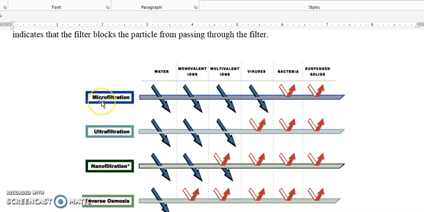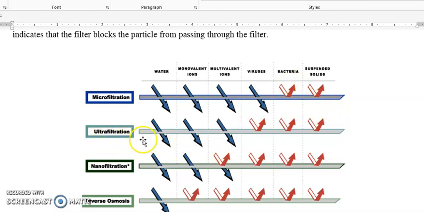You can see here microfiltration is going to allow the water, the monovalent ions, the multivalent ions and the virus to pass. So it will allow these four things to pass through the membrane. It cannot block these four because they are of smaller size than the pore sizes. And bacteria and suspended solids are bigger than the pore sizes, so they don't pass through the membrane.